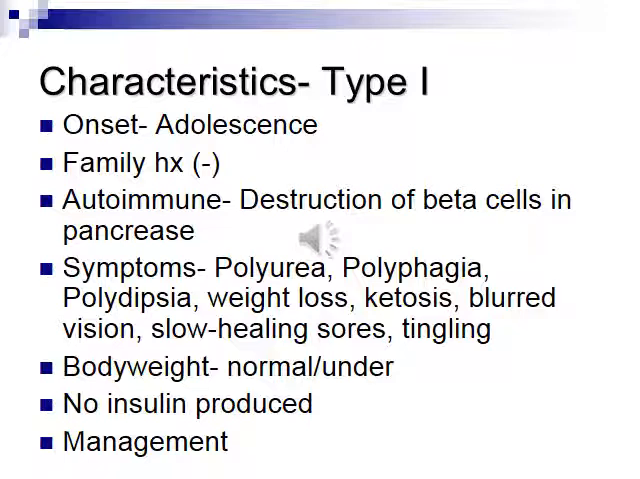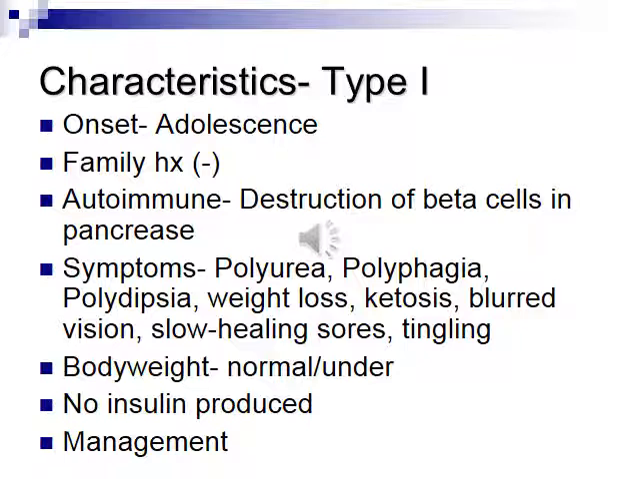So typical characteristics of type 1: the onset is going to typically be in adolescence. The family history is typically negative. And again, it's primarily believed to be caused by an autoimmune condition. So if you remember, an autoimmune disease is where the immune system attacks the body's own cells. And it's believed here that this causes a breakdown in the beta cells in the pancreas.